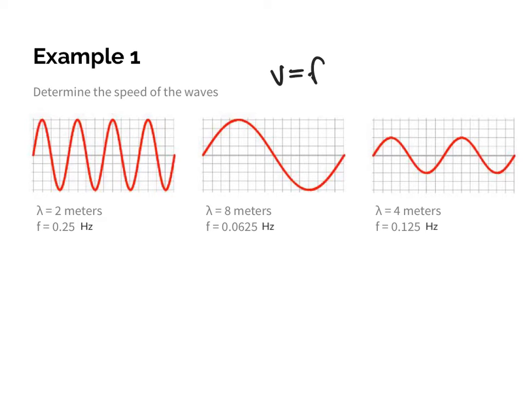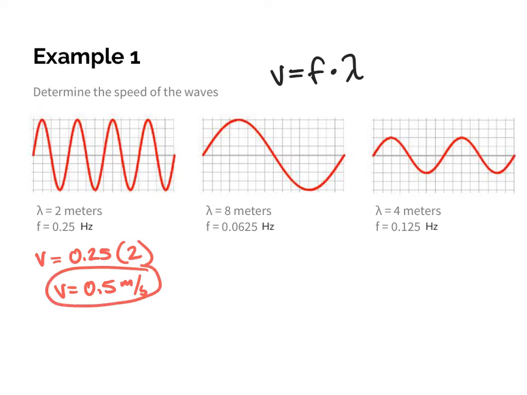All right, so our first example here, we're going to use that wave speed equation, V equals frequency times wavelength, to determine the speed of waves. We have a wavelength of 2 meters and a frequency of 0.25 hertz. So if I want to find the speed, I'm just going to take my frequency of 0.25 and multiply it by my wavelength of 2. Simplifying that, I'm going to get a speed of 0.5 meters per second as the wave speed.